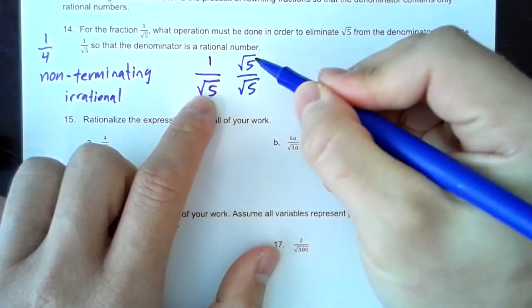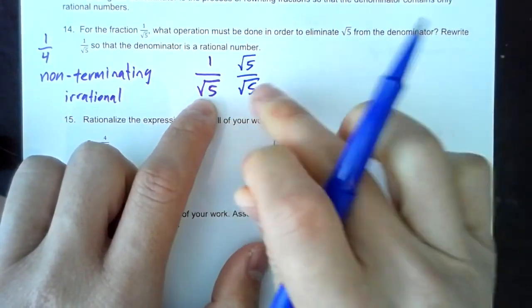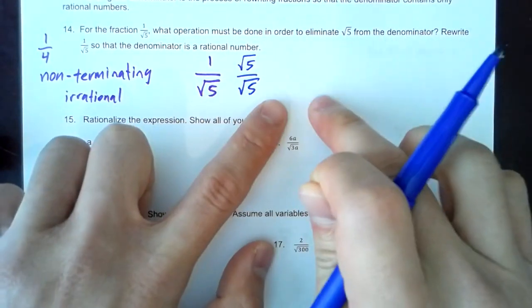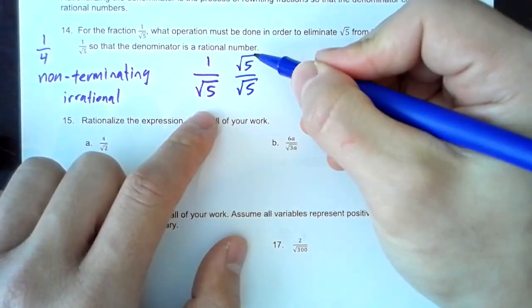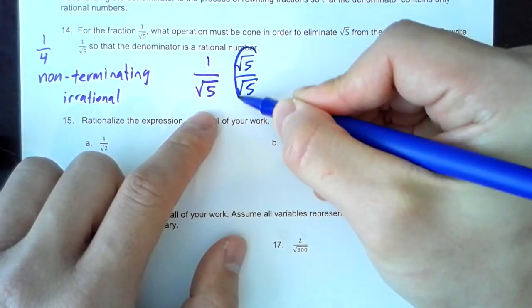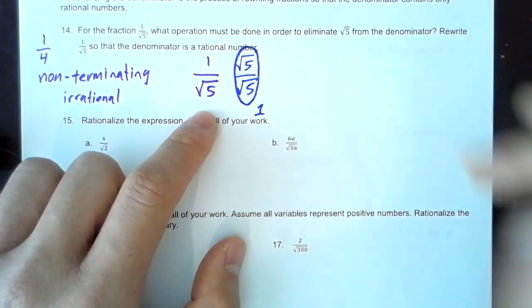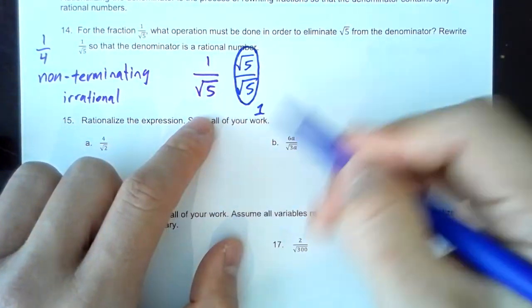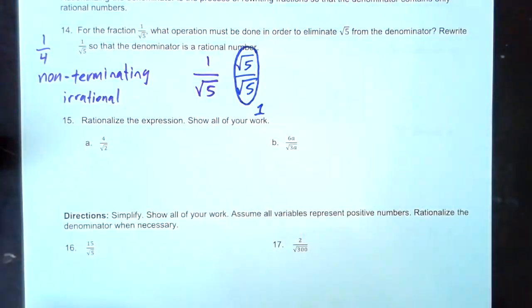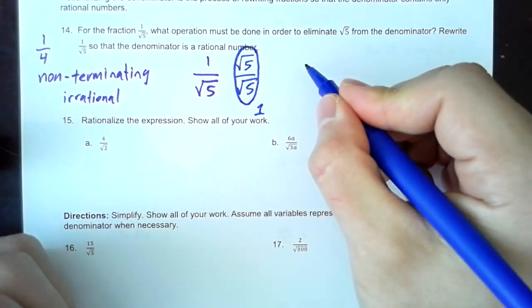We know that square root of 5 times the square root of 5 gives me a whole number of 5. We also know that the square root of 5 divided by the square root of 5 is actually a value of 1. In other words, this does not change my initial value. All it does is it represents it in another way.